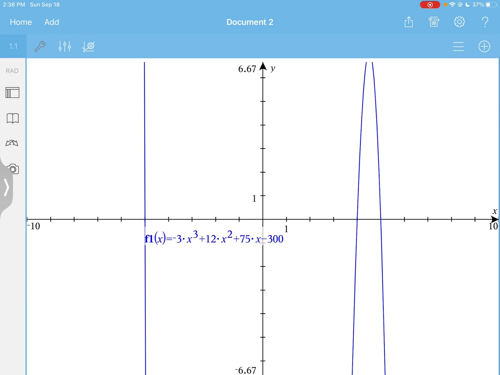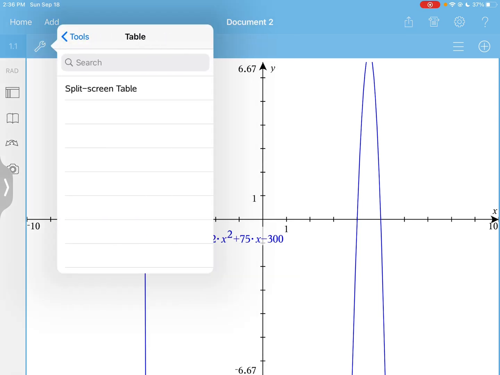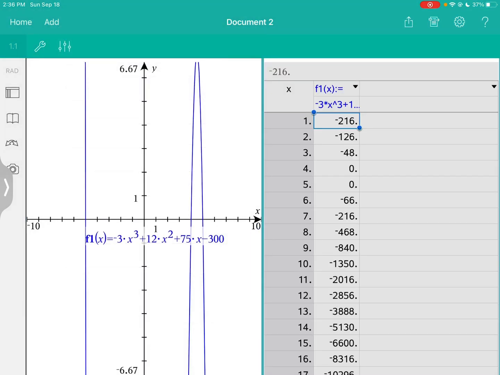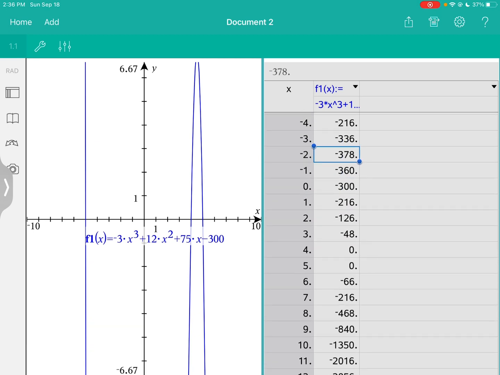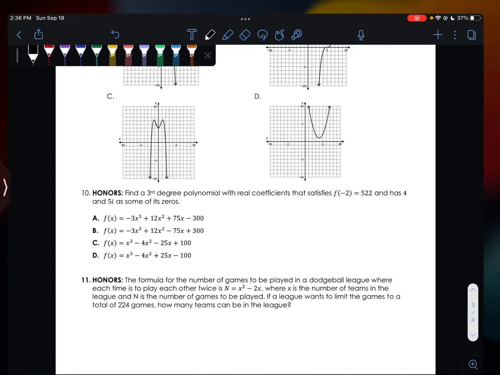So Control T. I want to know that 4 is a zero. So this does have 4 as a zero. Perfect. And then I want to see if it goes through negative 2, 522. Negative 2 goes through negative 378. That is not what I want, so I can go ahead and mark that answer choice off.